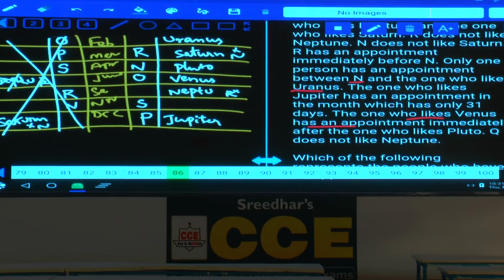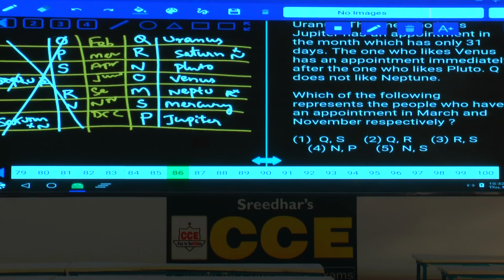Then what is the other thing left over here? The planet left over is Mercury. Mercury is S. And Q does not like Neptune. Hence, Q must be in the month of Feb. Then who is the person left over? M, N, O, P, Q, R, S. M is the person left over, and he has an appointment in the month of September. Then what is the order here? Q, R, N, O, M, S, P.